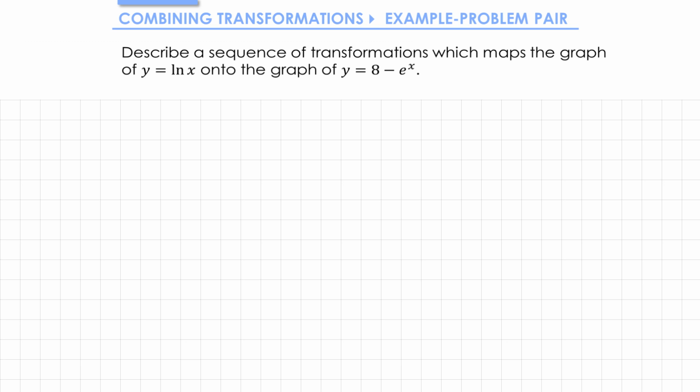Let's first think about how we can get from y equals log x to y equals e to the x. We know from earlier in the course that a function and its inverse are reflections of each other in the line y equals x. And that's useful here because log x and e to the x are inverse functions. So our first transformation will be a reflection in the line y equals x. That will get us from y equals log x to y equals e to the x.